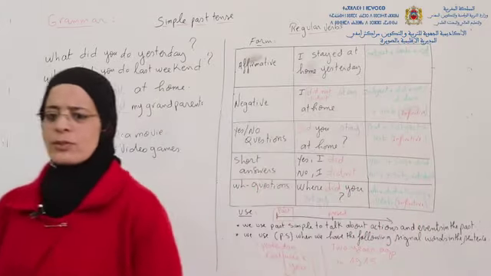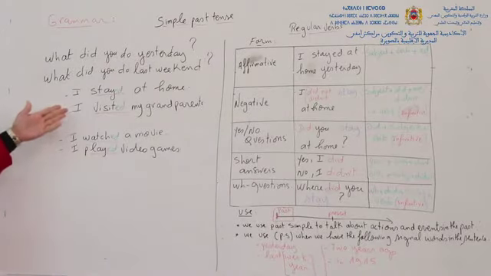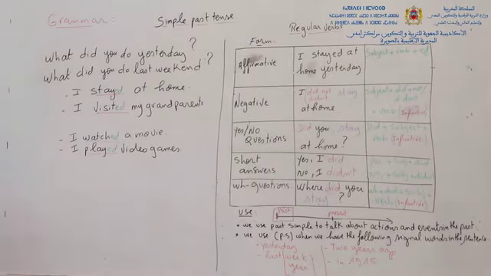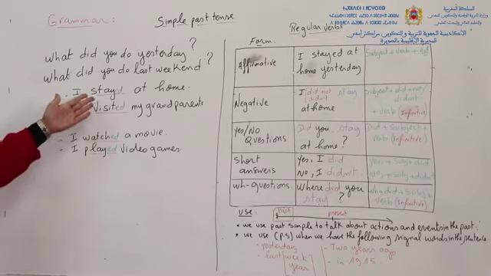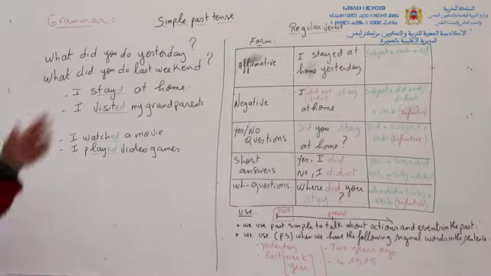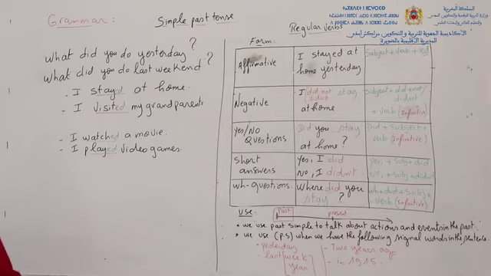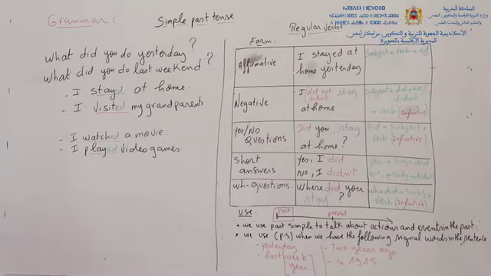Now, look at these verbs here. You have the verb stayed, visited, watched, and played. Can I ask you a question? What are the changes that you can see here? Yes, we have verb, and we have something here. We have ed. We have verb plus ed. Now, these types of verbs are called regular verbs. To make regular verbs in the simple past, we add ed to the base form of the verb.